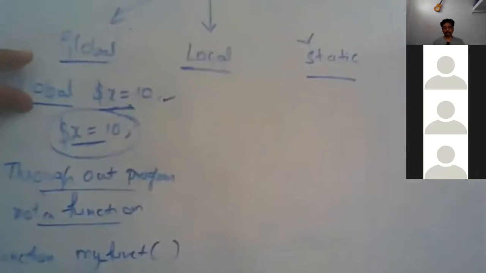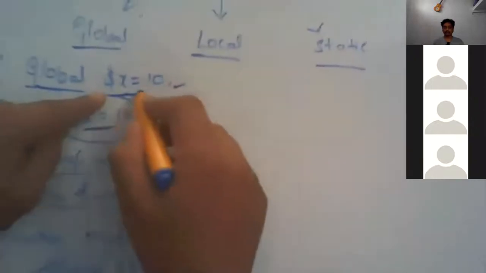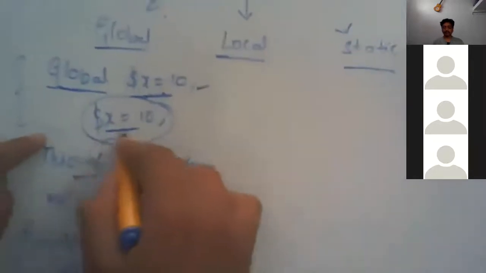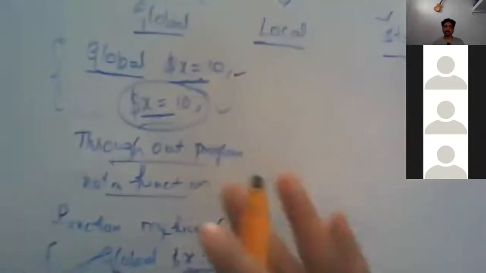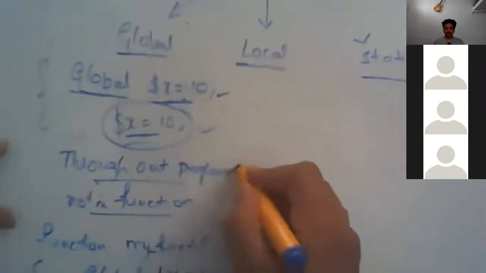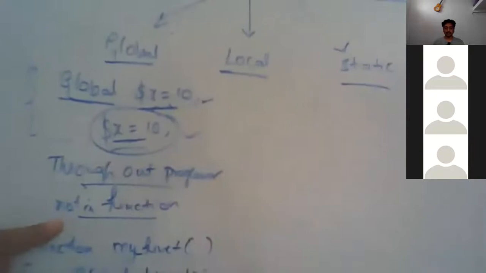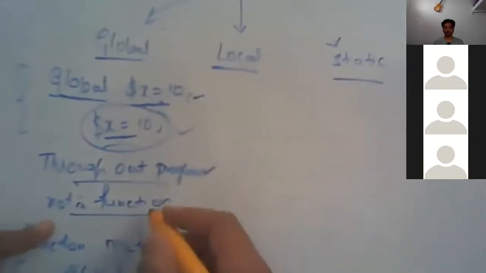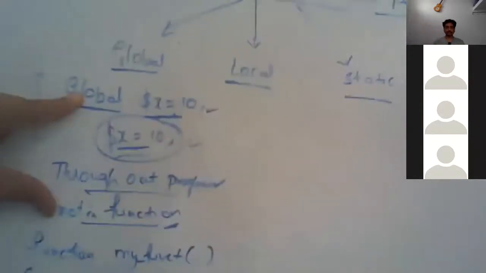If you want to declare a global variable, use the keyword global, then declare a variable and assign some values. Or else, if you don't use any keywords, simply declare a variable and assign some value, then also it will take the default as a global variable itself. That is what the global variable is, and the scope of this global variable will be throughout the program. Anywhere you can use this global variable, except in the function. Inside the function, we are not able to use this global variable directly.